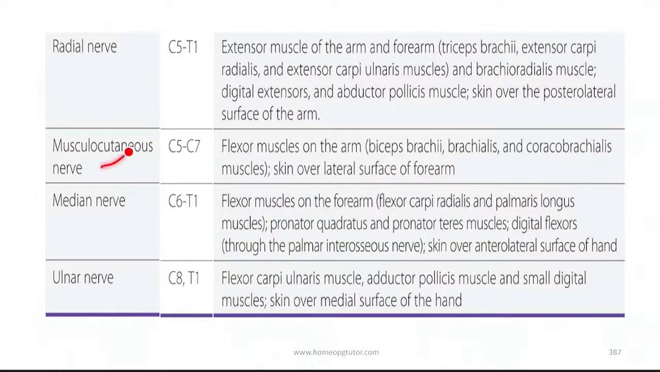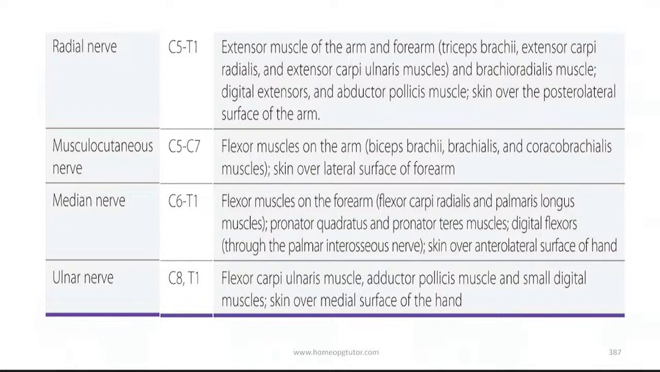Okay, musculocutaneous, muscle and cutaneous. Which muscle? It is the flexor muscles of the arm, and also cutaneous, which part of the skin, the lateral surface of forearm, and flexor muscles of arm. Which are the flexors of arm? The regular knowledge you have, right? Biceps brachii, brachialis and coracobrachialis. It is via the musculocutaneous nerve.